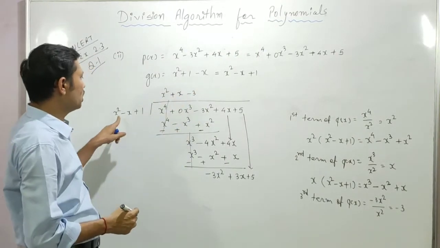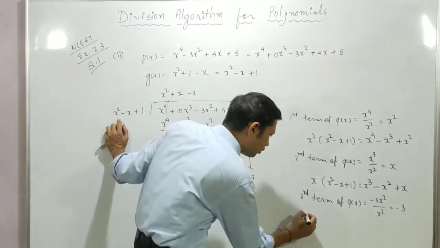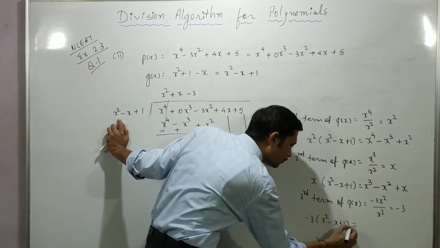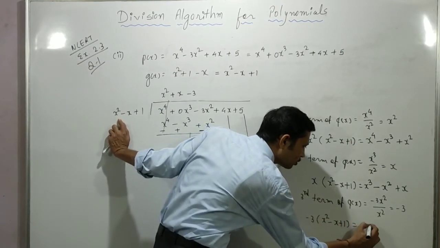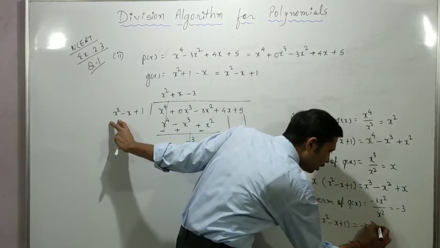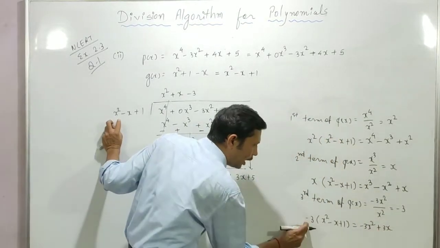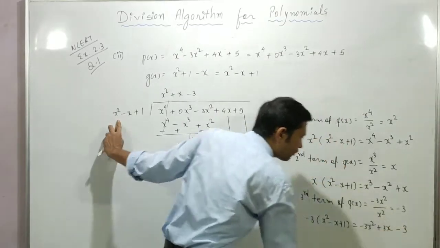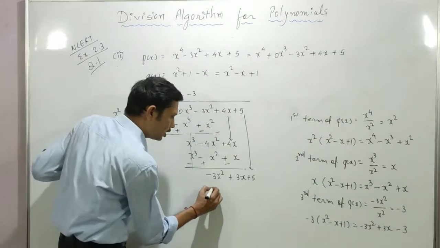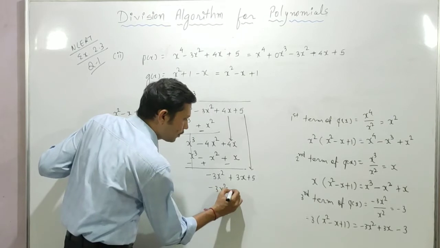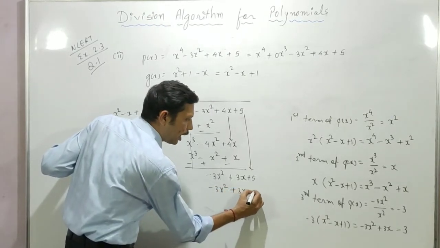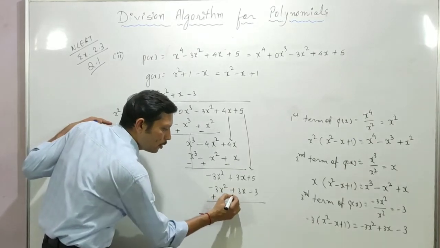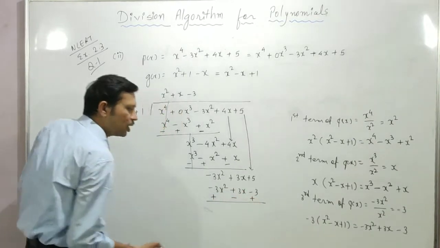Now minus 3 should be multiplied with this divisor, x square minus x plus 1. So minus 3x square, minus minus plus 3x, and minus plus minus 3 ones are 3. So my product is minus 3x square plus 3x and minus 3. Now it should be subtracted, so minus becomes plus, plus becomes minus, and minus becomes plus.